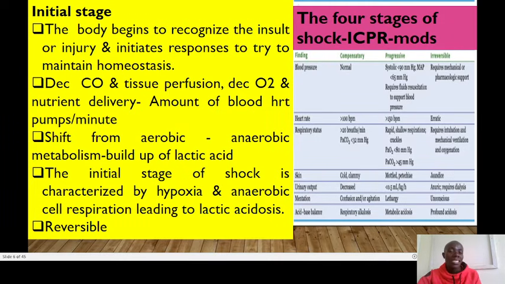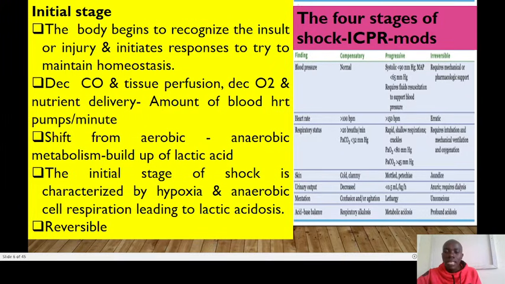So we have decreased cardiac output, and this leads to impaired tissue perfusion because of decreased oxygen and nutrient delivery to those cells. So, how does the body adapt? We're going to have a shift from aerobic respiration to anaerobic metabolism. And what is the byproduct of this shift? We have a buildup of lactic acid. We now have lactic acidosis.